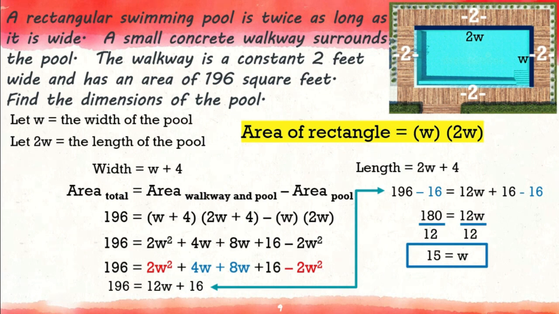Therefore, our width is 15 feet, but we aren't done yet. The question asks for the dimensions, so we still need to find the length. The length is twice the width. So 2 times 15 is 30 feet. Therefore, the dimensions of the pool are 15 feet by 30 feet.